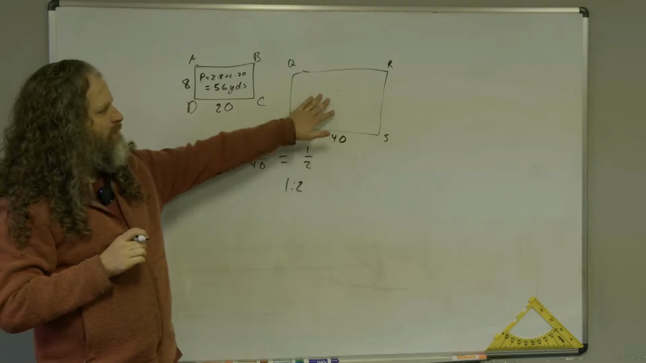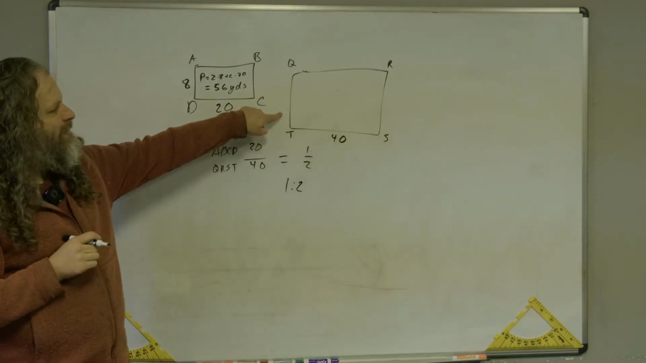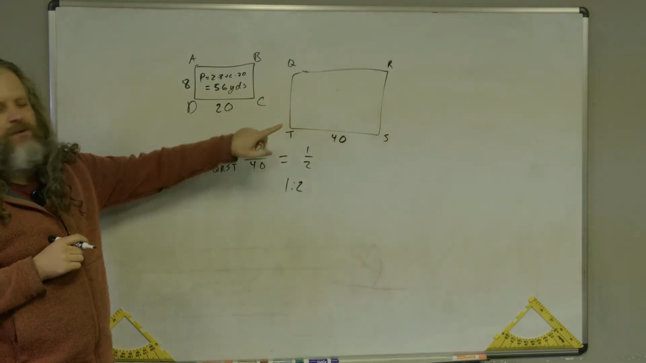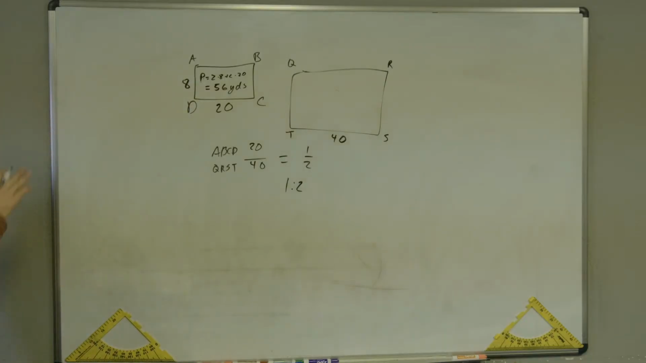Now, what about this one? So how do we find the width of it? We are given the length. We need to know the width of it.